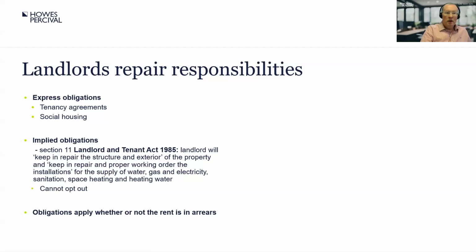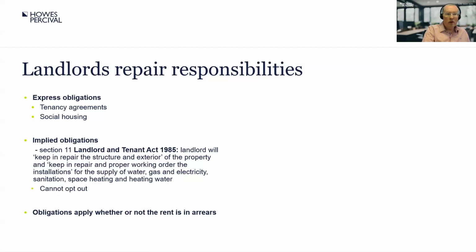But no matter what the document says, there are some implied obligations too. Obligations are implied into every tenancy agreement by statute. Section 11 of the Landlord and Tenant Act 1985 implies an obligation on the landlord to keep in repair the structure and exterior of the property and to keep in repair and proper working order the installations for the supply of water, gas, electricity, sanitation, space heating, and heating water. The obligation to keep in repair is a continuing obligation on the landlord to keep up the standard of repair throughout the tenancy and to put the premises into repair if they were not in repair at the start of the tenancy. Structure and exterior of the property has been taken to include the walls, windows, roof, the access steps, and any paths to the property, and in some cases, the internal wall plaster. Gutters, drains, and external pipes are expressly included.